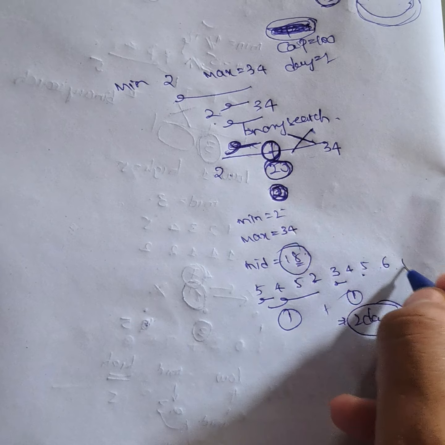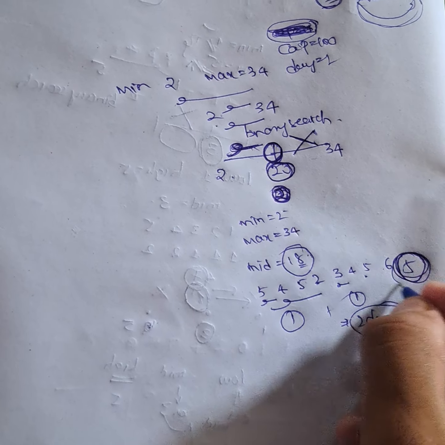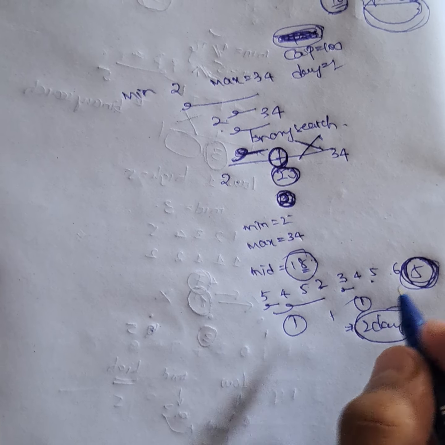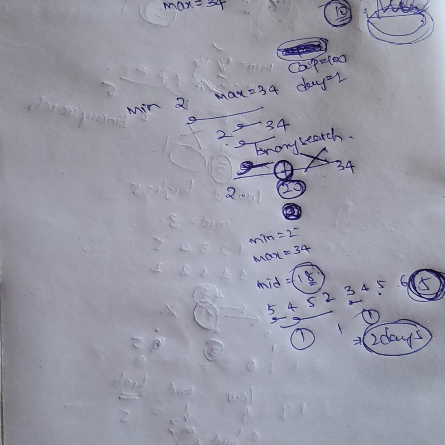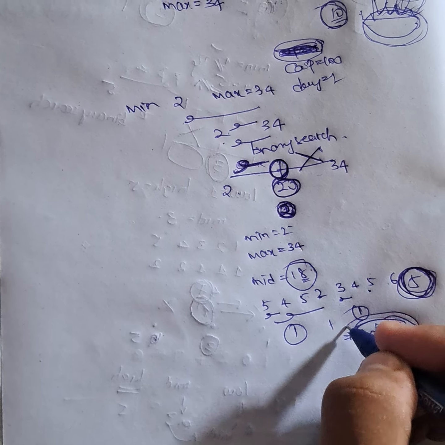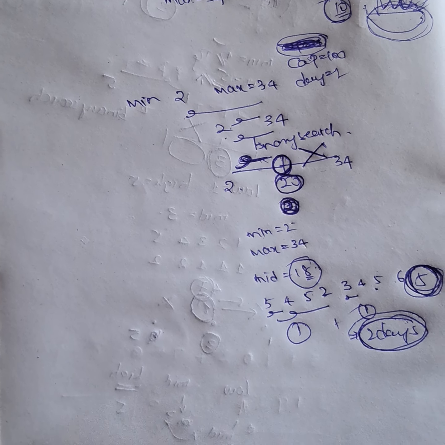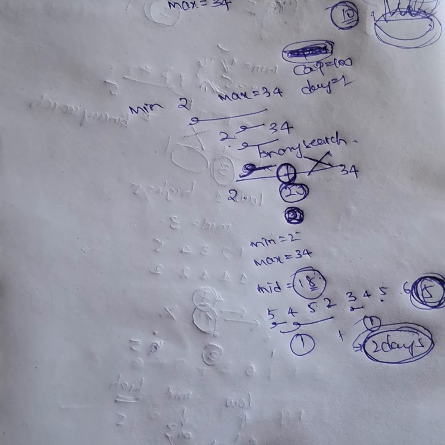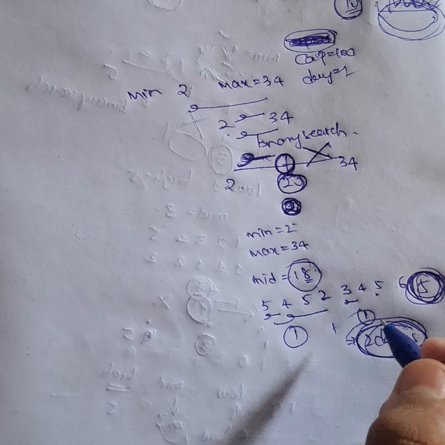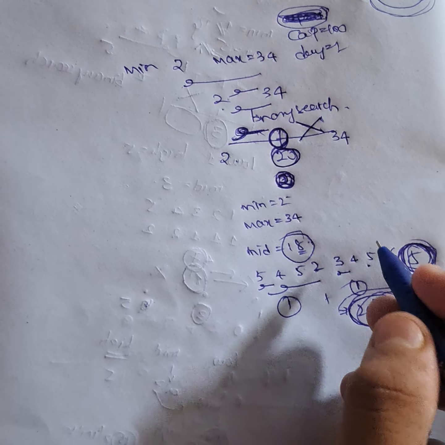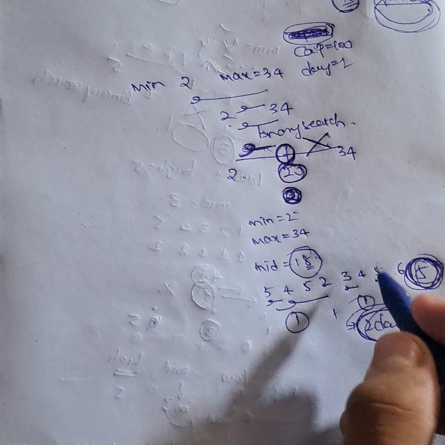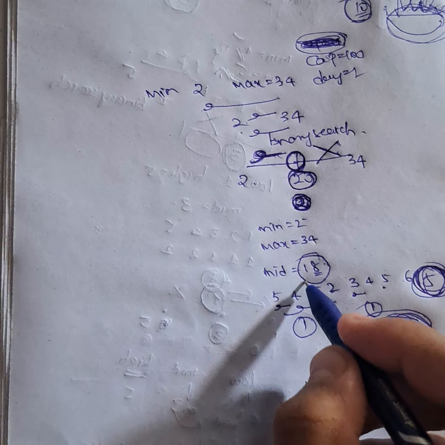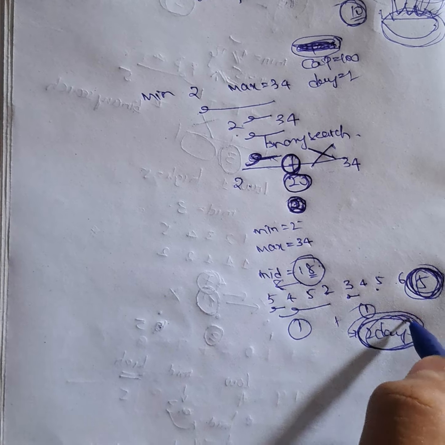But we have a freedom of 5 days at max. So we need to increase the days, up to the threshold of 5 days. How can we increase the days? If we increase the capacity, the days will decrease. Definitely if we decrease the capacity, the days will be increased.